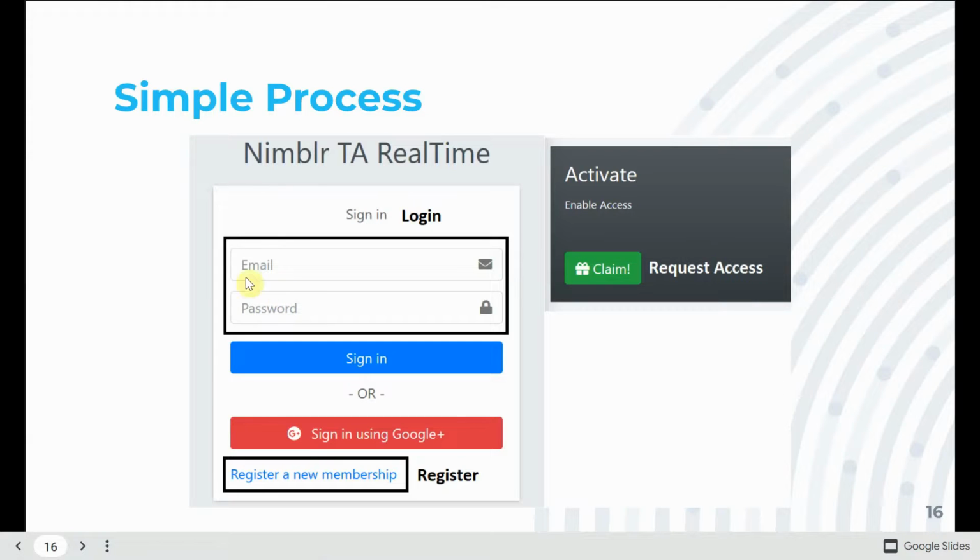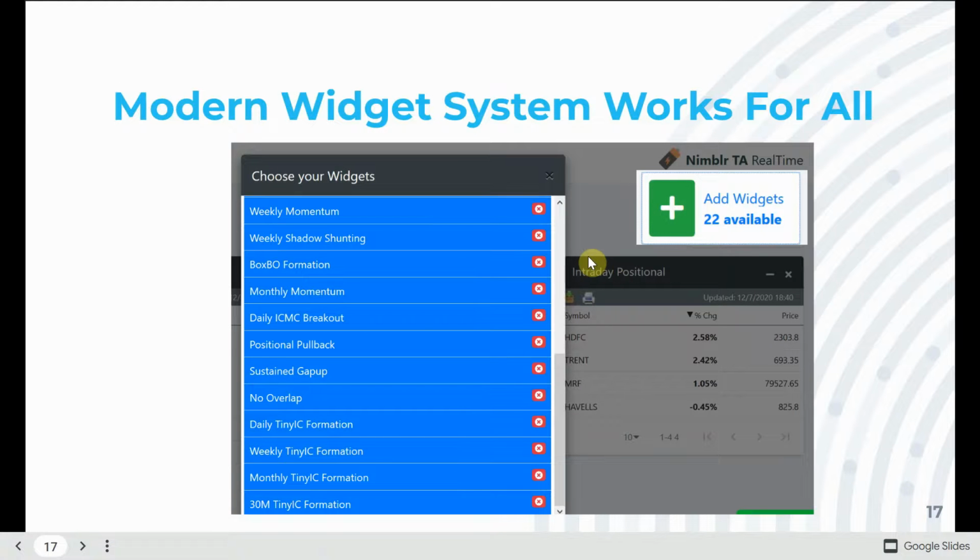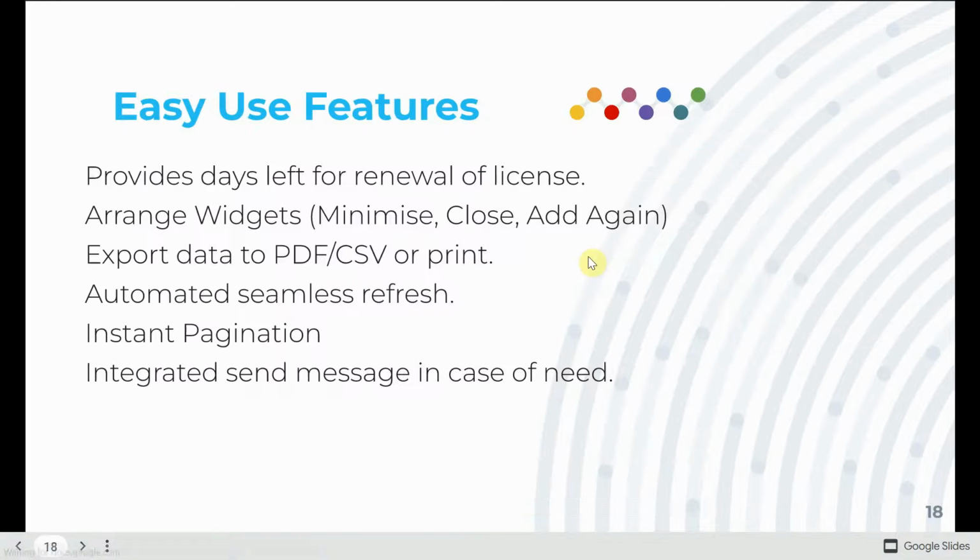Registration is very simple. You just log in to the site, you put in your email, you put in your password, and then after login, click the claim access button. That's all. So now let's head on and move to the actual widgets.